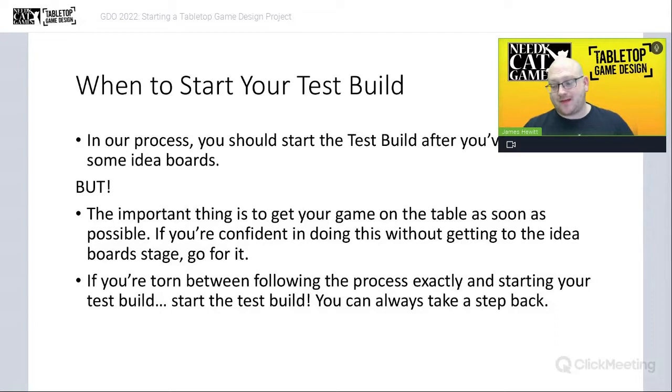But here's the thing. What we're talking about this week is when to actually start doing it. As I said, in our process, you can do it after you've made some idea boards, but you can, of course, skip those and just get something out. What I would recommend, if you really want to get things on the table as soon as possible, is do it. Put some things out, try some ideas out, and then retroactively go and make some idea boards. Use your test build almost as part of your research process. And then you can take a step back and carry on from there.